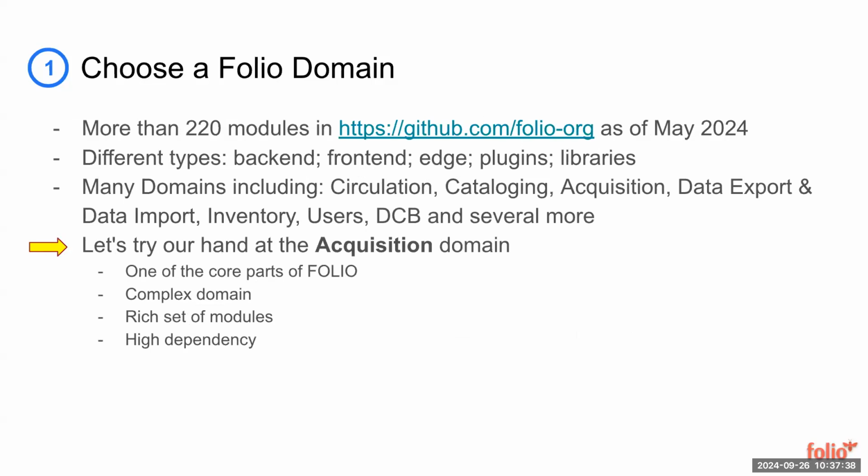So 220 modules, different types, and everything else. Many domains. Looking through these ahead of time, assuming you've done that functional analysis, you know your domains, you're going to pick one in there. We're going to do acquisitions today. Acquisitions is kind of like Goldilocks. It has a number of applications within it. It's not too complicated. It has not too many dependencies. So it's a good one to go with. So that's what we're going to do.